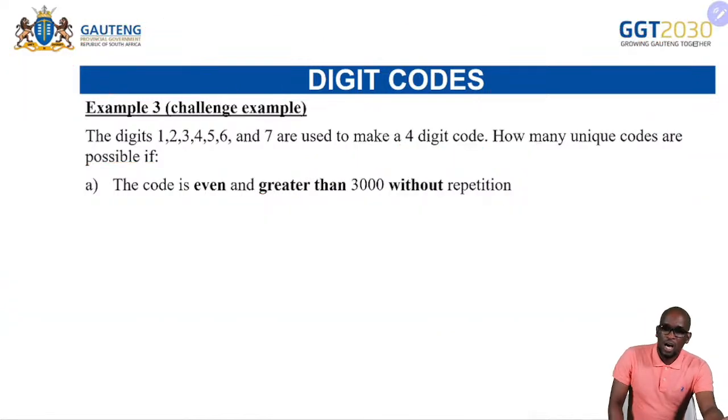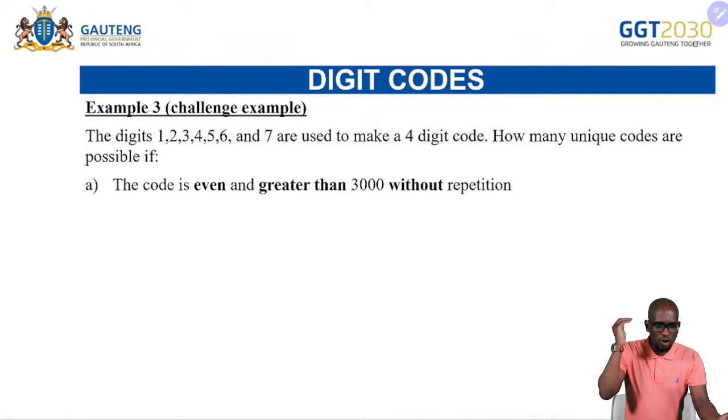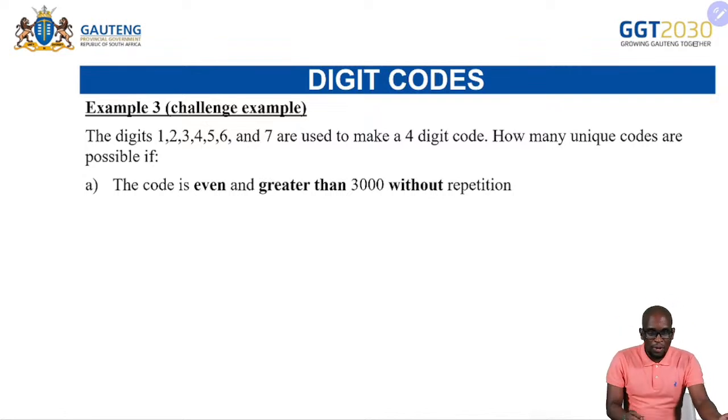Example 3. I indicated that's a challenge example. This is also pitched a bit higher. It can be a level 3 or a level 4 question, but it is pitched at a higher cognitive level. It's a level 3 difficult question or just a level 4 question in this case.